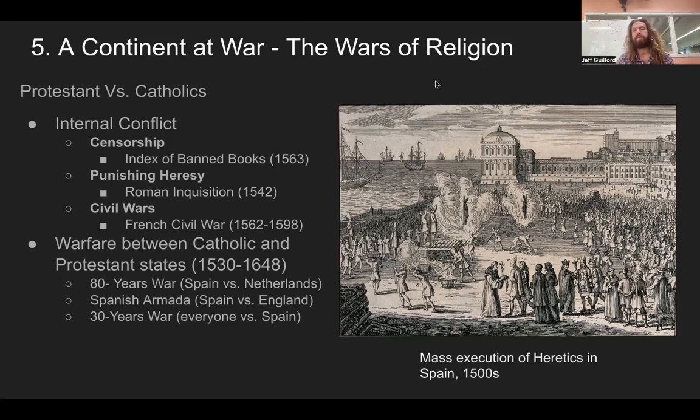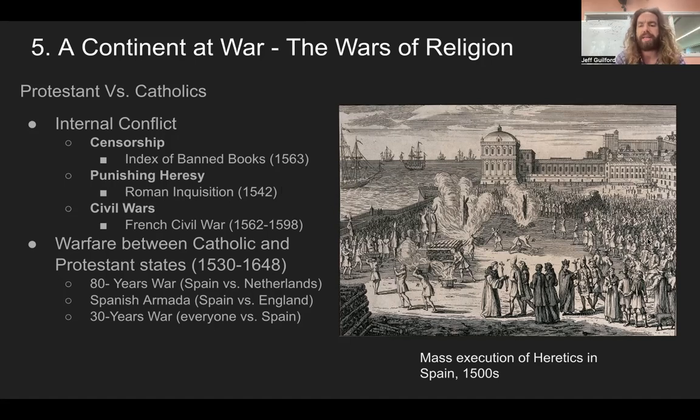So within countries, this leads to a variety of measures to crack down on whichever religion the government doesn't agree with. And governments on both sides rely on a variety of different measures to enforce their ideas. Censorship is quite popular. One famous example of this is the Catholic Church creates the Index of Banned Books in 1563, where they start banning anti-Catholic ideas. They also have a system for punishing heresy, that is for people who disagree with their version of Christianity. And this can be seen in the creation of the Roman Inquisition in 1542. This was basically a professional body dedicated to going around and finding Protestants and killing them.